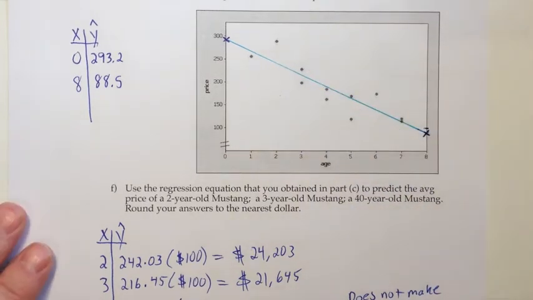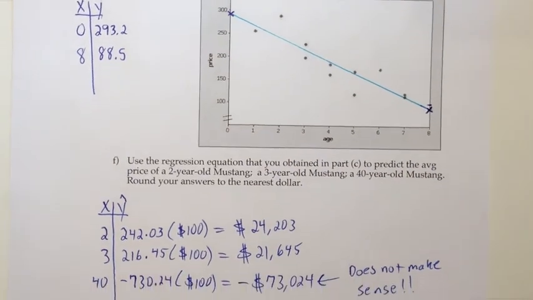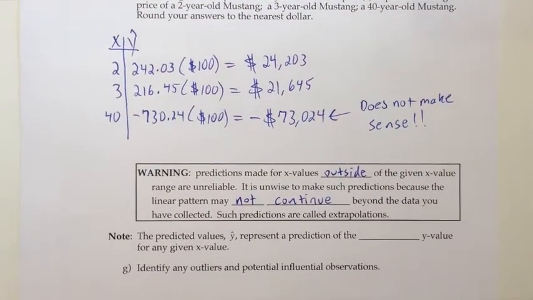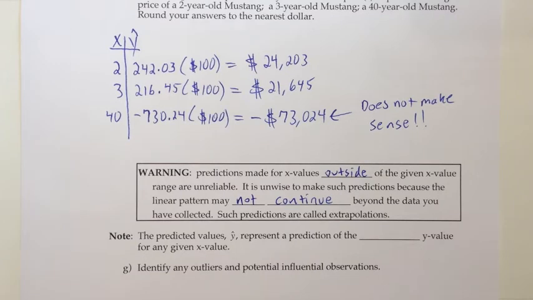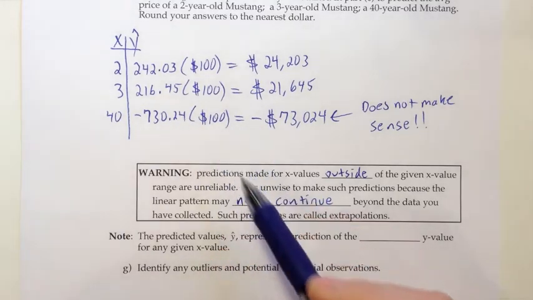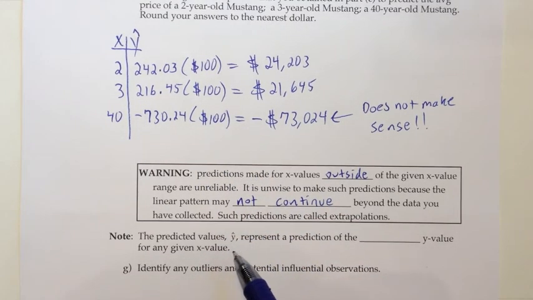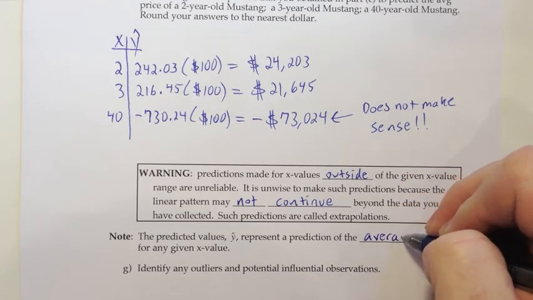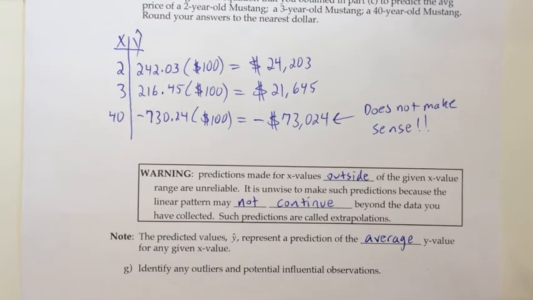So there definitely is some value to doing interpolations, and there's definitely risk to doing extrapolations. So in statistics, we like to try and keep our predictions to be interpolations rather than extrapolations on the outside. And the other thing that came up in here is when you do make a prediction, the y hat value always represents a prediction of the average y value for any given x value.